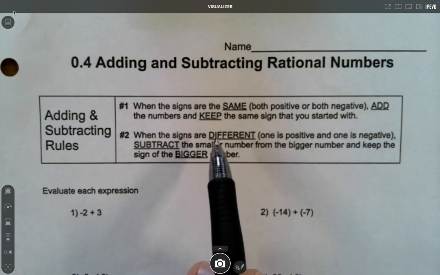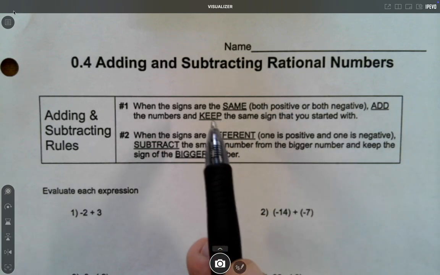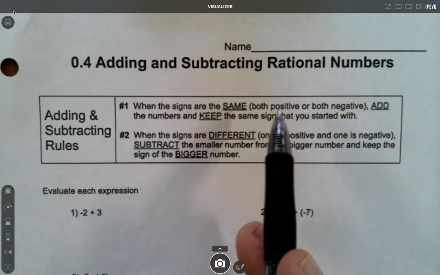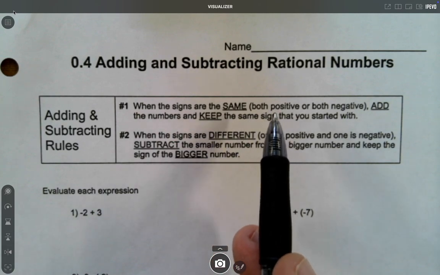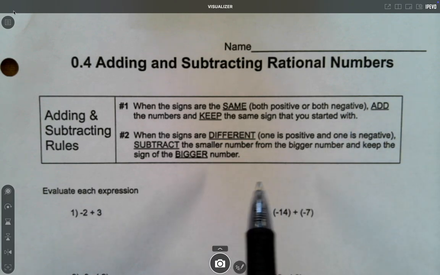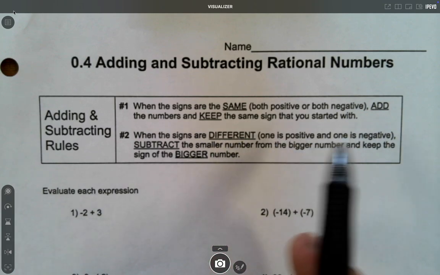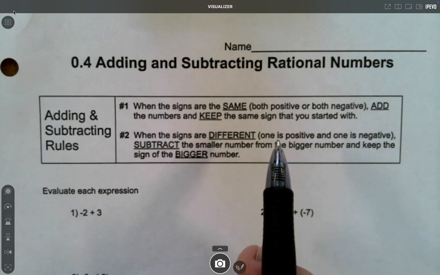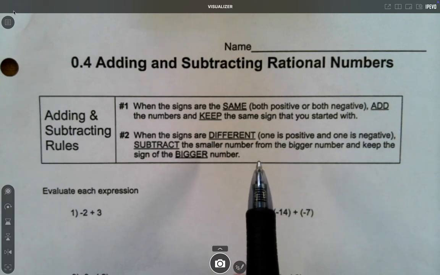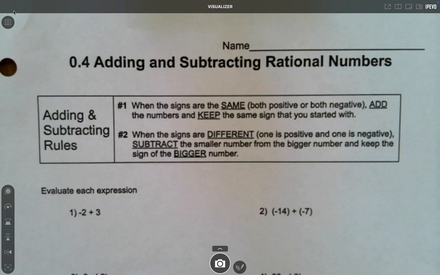When the signs are the same, meaning they're both positive or both negative, you should just add the numbers together, but keep the same sign you started with. If it's two positive numbers you're adding, the answer is positive. If it's two negative numbers, the answer is negative. When the signs are different, one positive and one negative, you subtract the smaller number from the bigger number and keep the sign of the bigger number. I will try to review and say these rules as I go through each one.